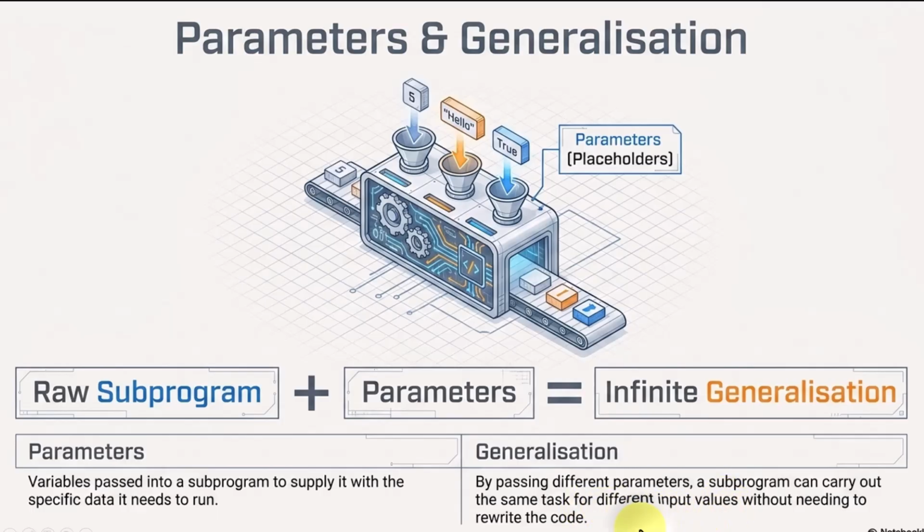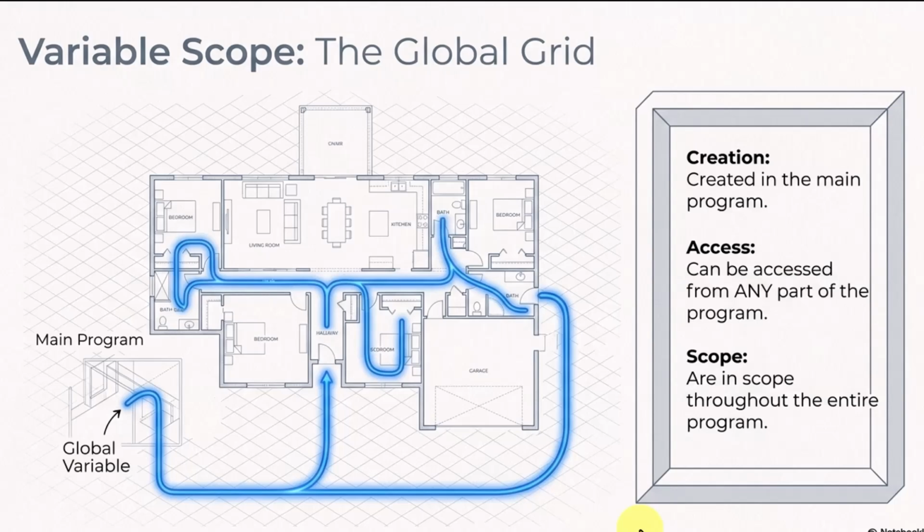The next concept that we are going to study is variable scope. Variable scope simply means in which parts of your code a variable is accessible. You can access it, you can change its data, or you can read its data.